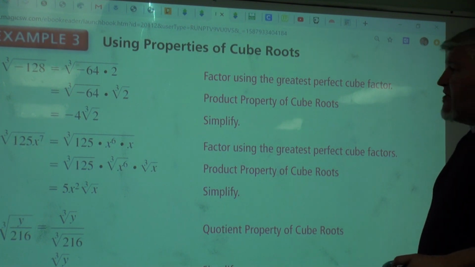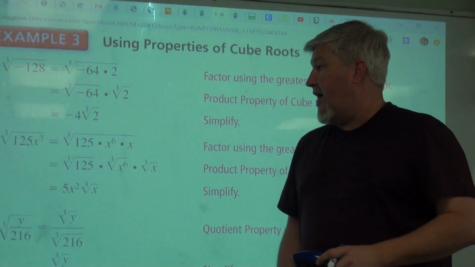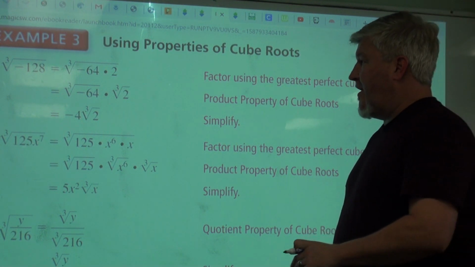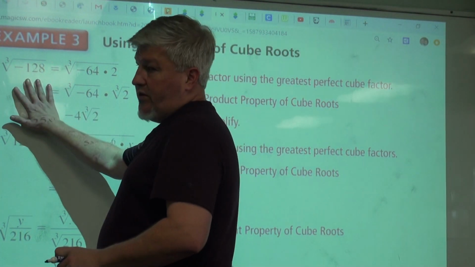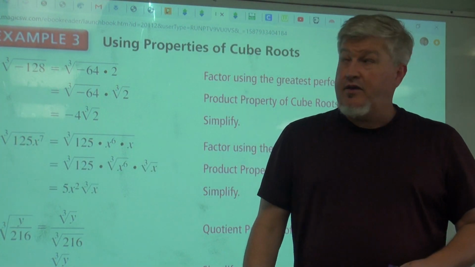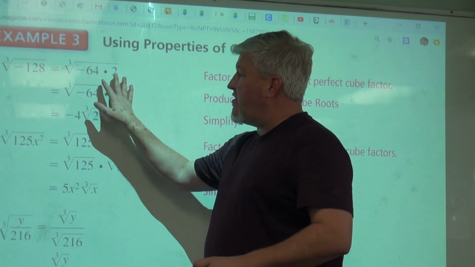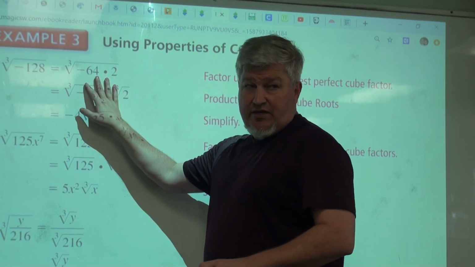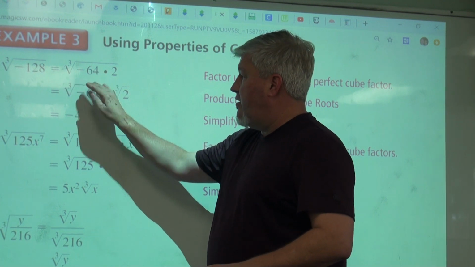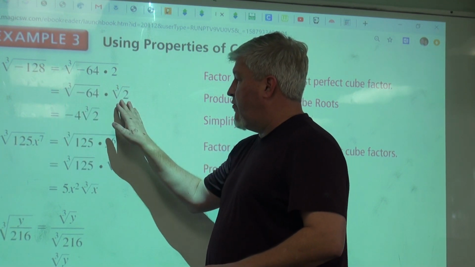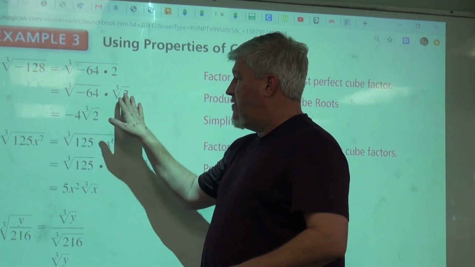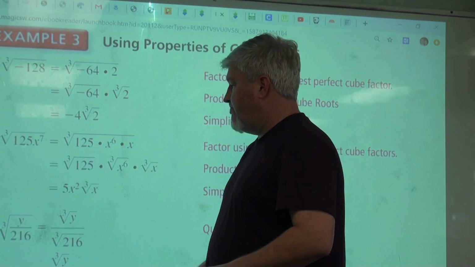This is the properties of cube roots. A little bit more tricky. So they ask you for the cube root of negative 128. Which in and of itself is not a perfect cube. But 64 goes into that twice, and 64 is a perfect cube. Even negative 64. So they split it up. Then they put the cube root over both. The cube root of negative 64 is negative 4. And the cube root of 2 brings down.